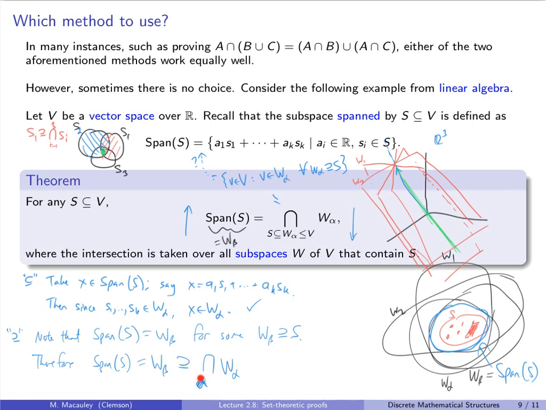I'm just writing alpha instead of rewriting this whole long line right here. And so that's it. This is exactly what we had to show. That proves both directions, and therefore the theorem is complete. End of theorem box.